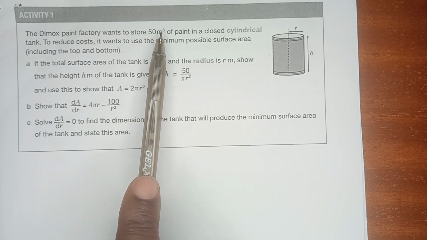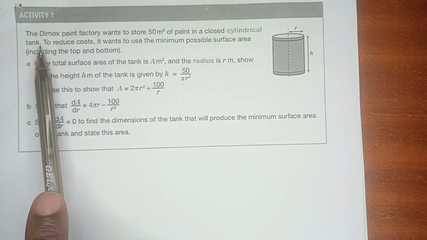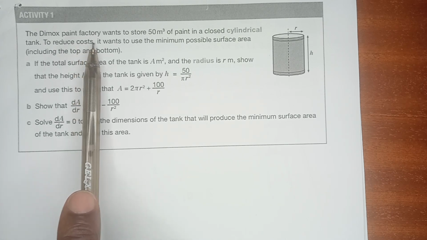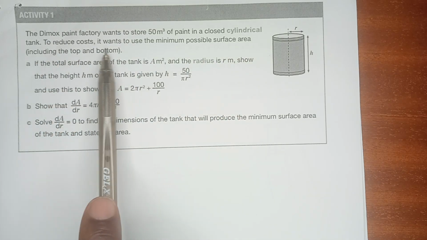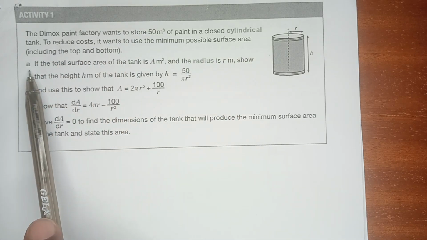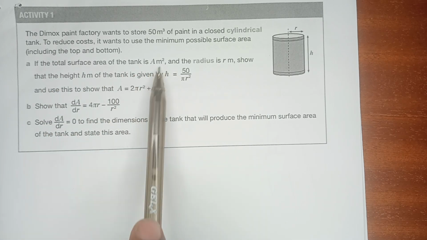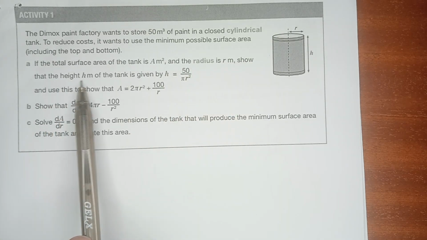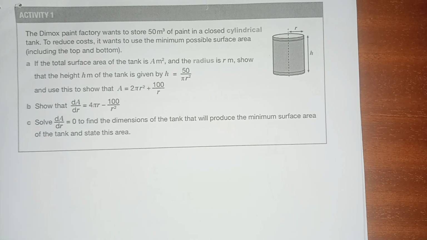Now, in this activity 1, we are told that the Dimox paint factory wants to store 50 meters cubed of paint in a closed cylindrical tank. And to reduce cost, it wants to use the minimum possible surface area, including the top and the bottom. Now, if the total surface area of the tank is A meters squared and the radius is R meters, show that the height H meters of the tank is given by H is equal to 50 over pi R squared.